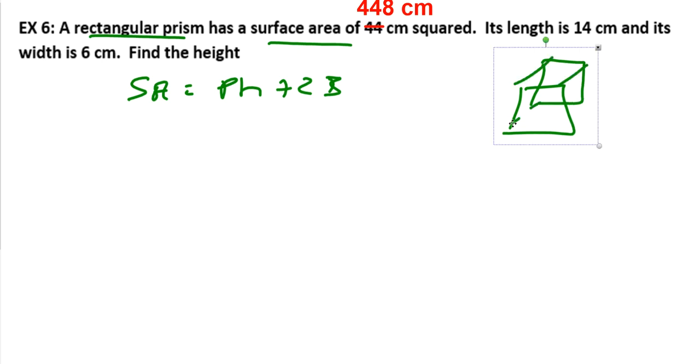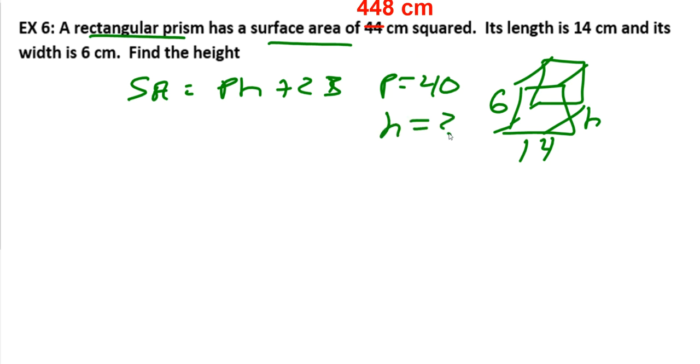we would have a length of 14, width of 6, and a height we don't know. So perimeter is just 6 plus 14 plus 6 plus 14. That's going to be 40, right? So perimeter is equal to 40. My height, we don't know. And my area of the base, we do know, because that's just 6 times 14. That's going to be 60 plus 24, 84, right? 84.